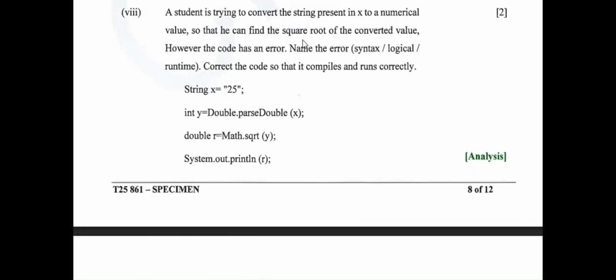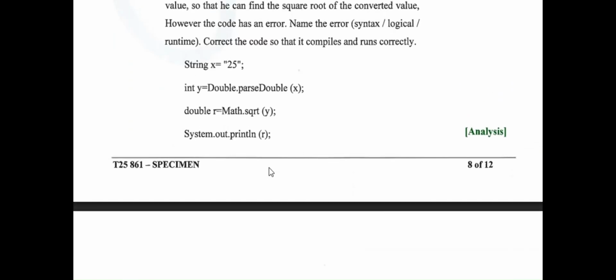A student is trying to convert the string present in x to a numerical value so that he can find the square root of the converted value. However, the code has an error. Name the error. Correct the code. Here given string x equal to 25, int y equal to Double.parseDouble(x), double r equal to Math.sqrt(y), System.out.println(r).